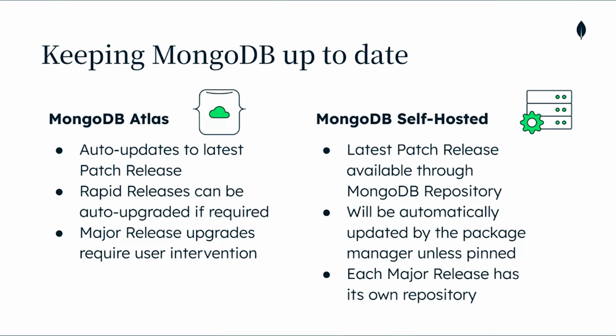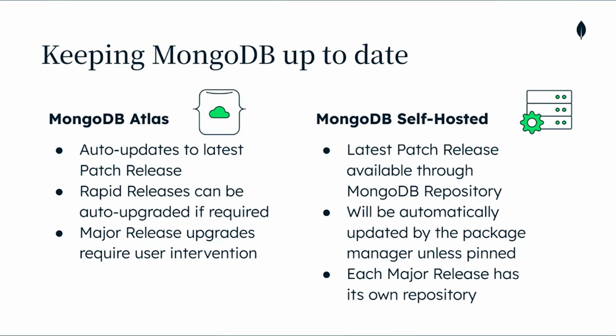With MongoDB Atlas, you are automatically going to get updated to the latest release. So the current patch release that we have is 8.0.4. When 8.0.5 comes out, Atlas will automatically update you to that new version. Rapid releases, so 8.1, 8.2, you can also have those auto upgrade if you require or if you wish. A major release upgrade requires user intervention from your side, unless, as we said, your version is already more than 3 years out of date.